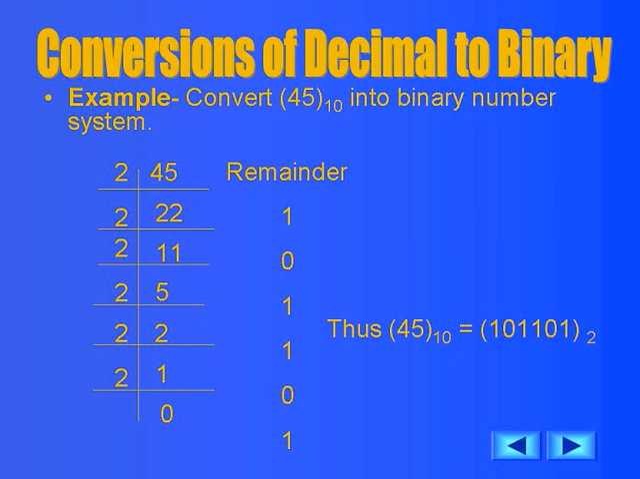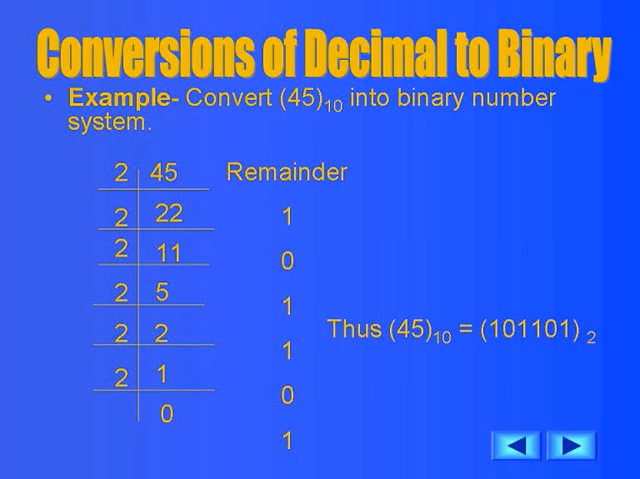So, convert 45 into the binary number system. Divide 45 by 2, we get 22 as the quotient, 1 as the remainder. Divide 22 by 2, we get 11 as the quotient, 0 as the remainder. Divide 11 by 2, we get 5 as the quotient, 1 as the remainder.